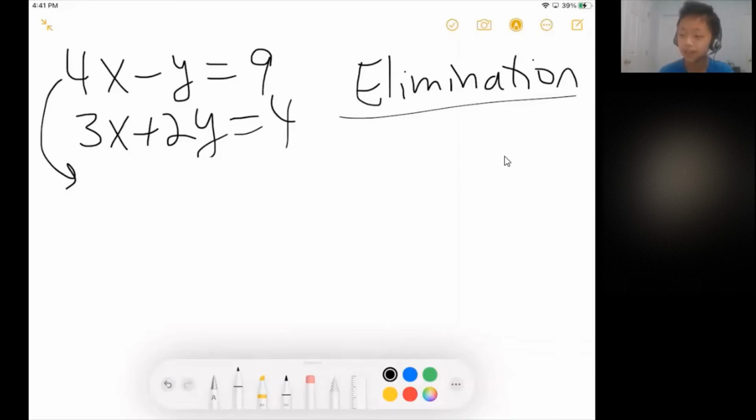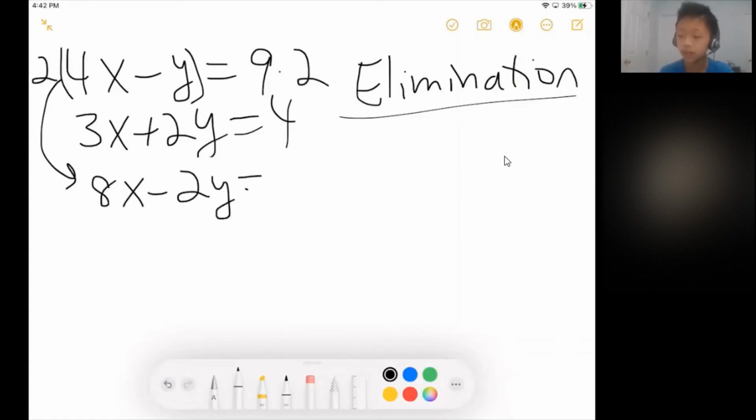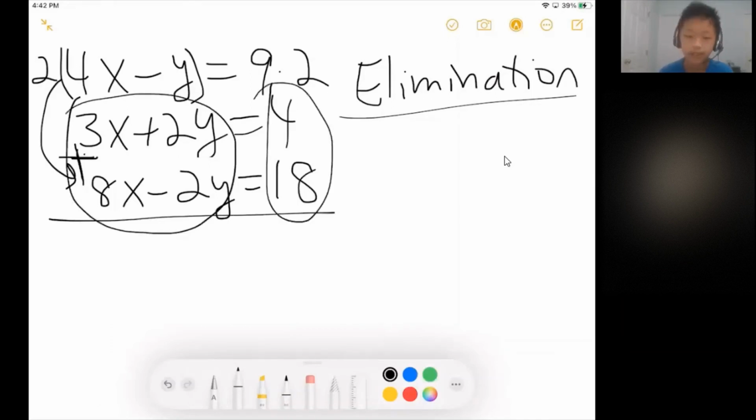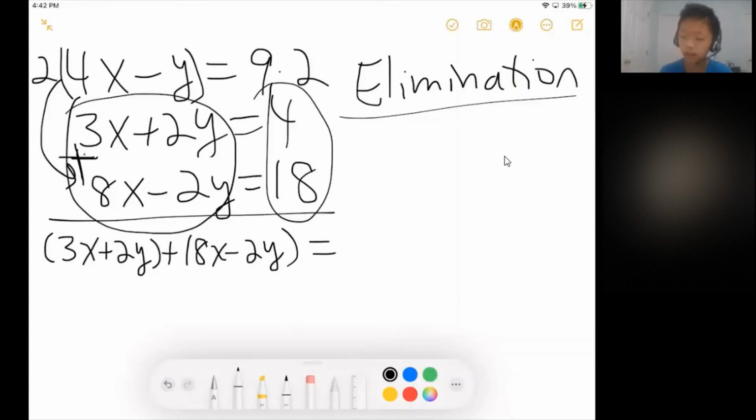So if you multiply this entire equation by 2, you multiply by 2 on the left side and by 2 on the right side, you get 8x minus 2y equals 9 times 2, which is 18. And it turns out with equations, you can just add them together. You add the stuff on the left side together and the stuff on the right side together. So you would take 3x plus 2y, and add that to 8x minus 2y. And on the right side, you get 4 plus 18, which is 22.